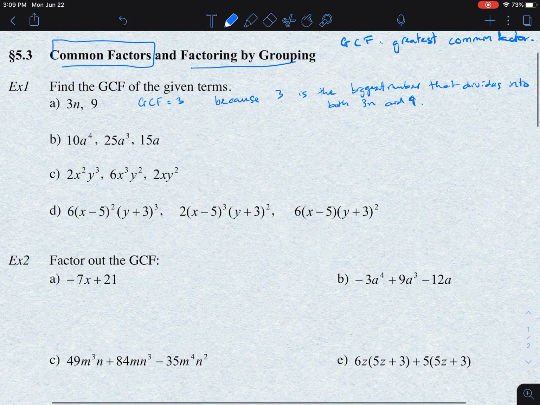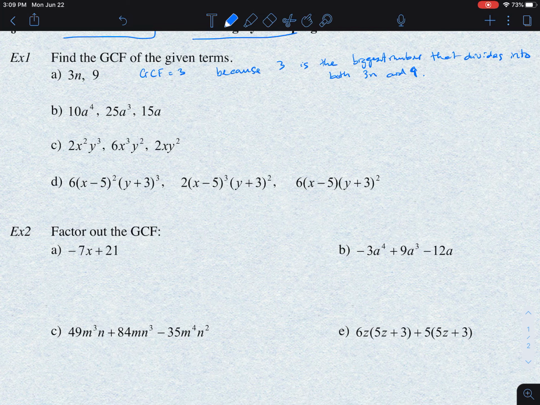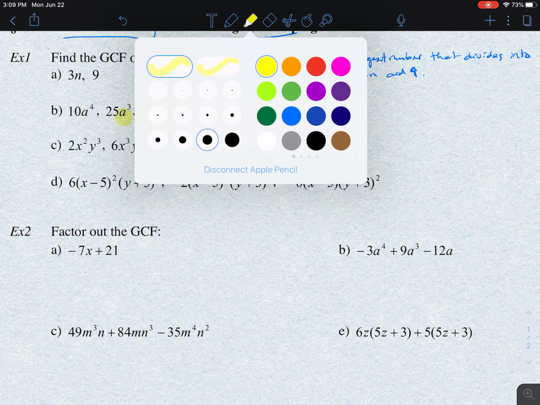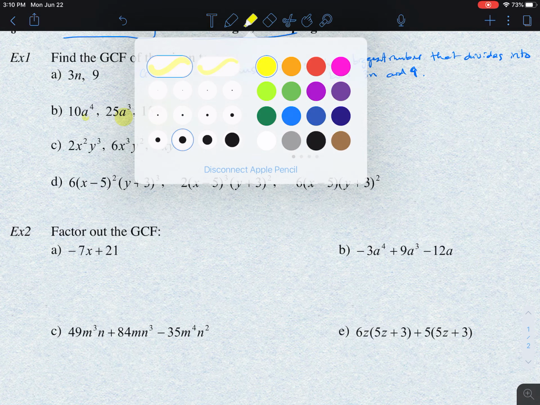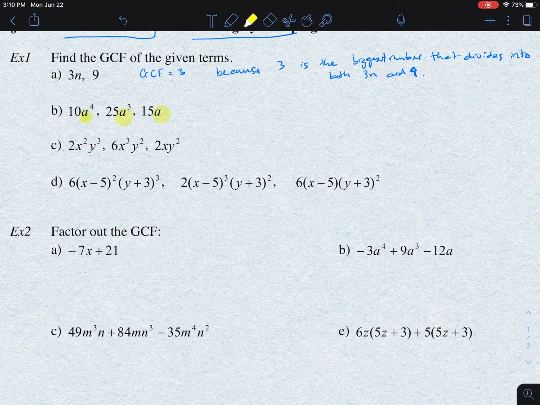Next example, we have 10a to the 4th, 25a to the 3rd, and 15a. In this case, all 3 terms have the variable a, so they have a common factor a, but the third term only has a to the first power. So the GCF will contain a, but only to the first power, because it doesn't divide to the 4th or to the 3rd. This term only has power 1, so we can't use a to the 3rd or a to the 4th.